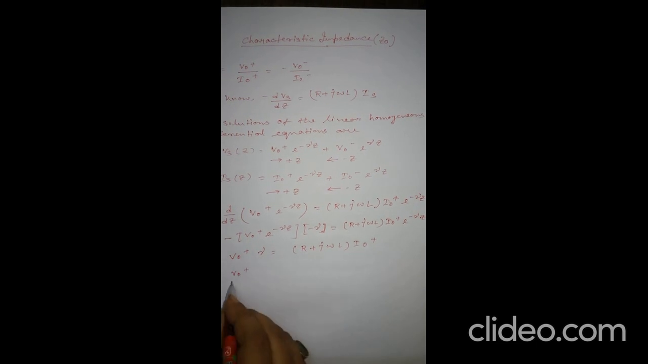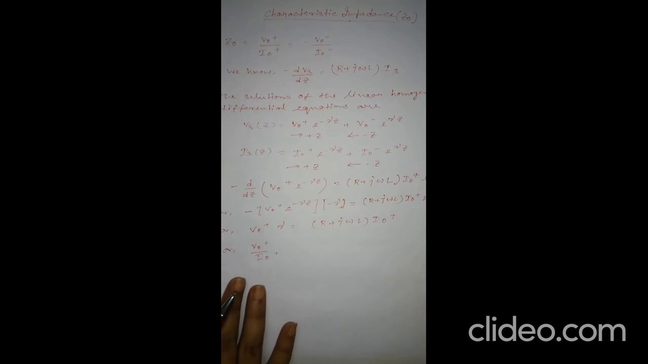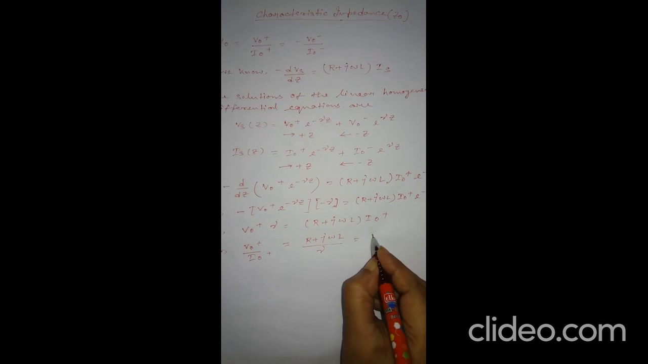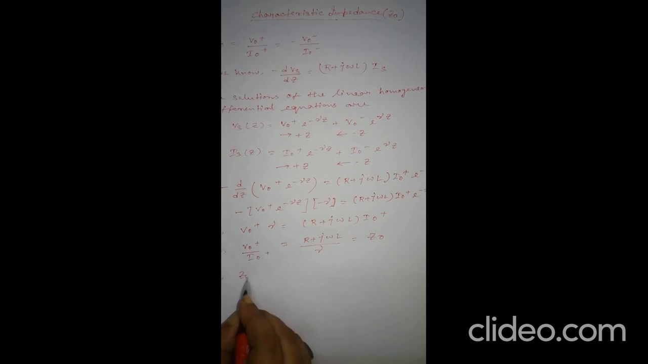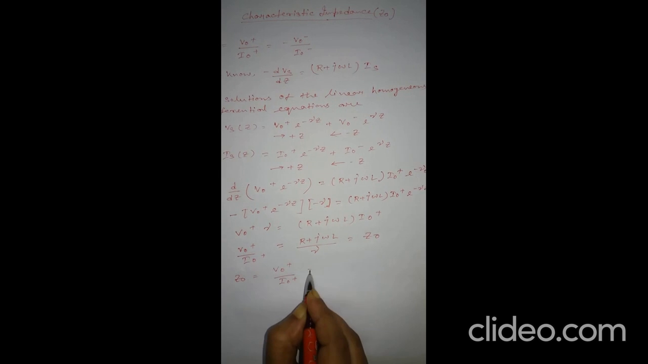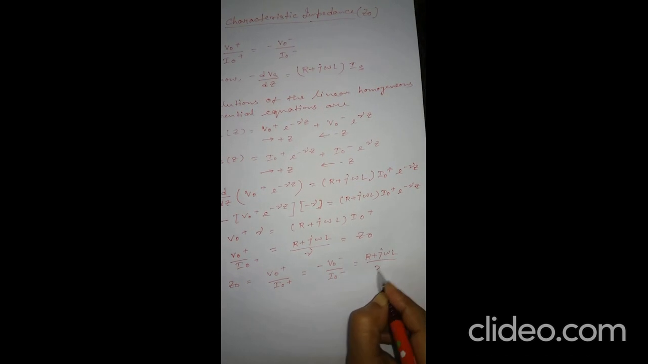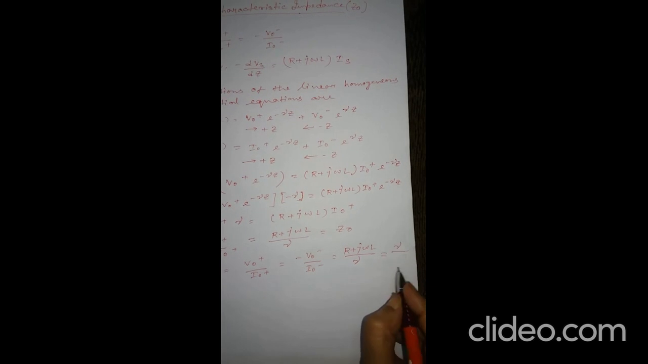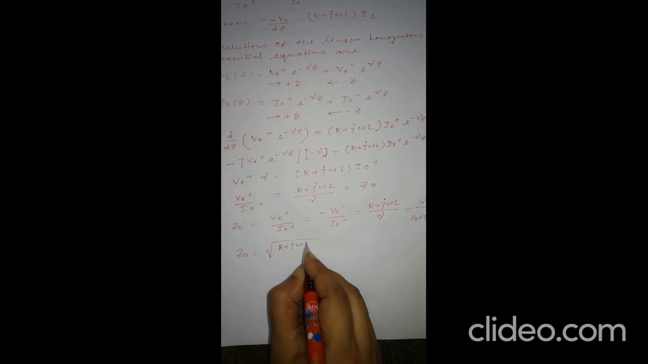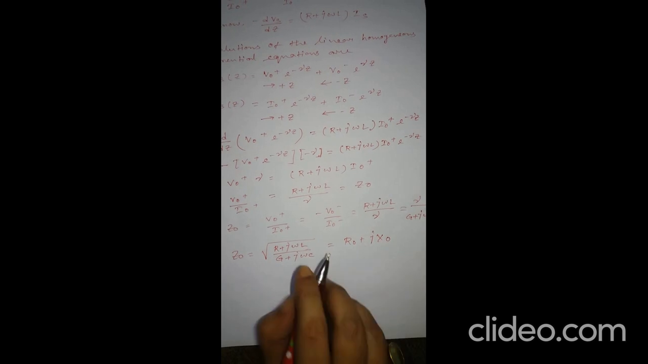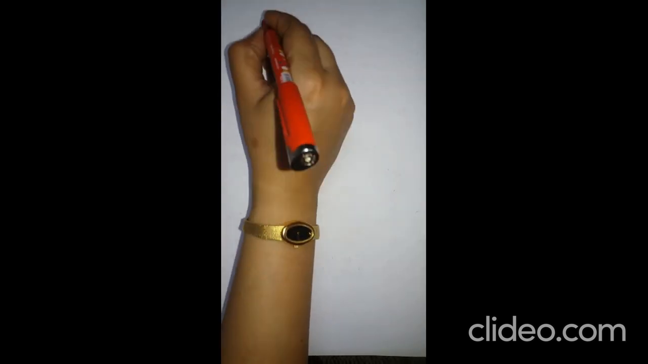Or V0 plus by I0 plus is equal to (R plus j omega L) by gamma, which is equal to Z0. Or Z0 equals V0 plus by I0 plus, or V0 minus by I0 minus equals (R plus j omega L) by gamma. Similarly, it is equal to gamma by (G plus j omega C). Or Z0 equals the square root of (R plus j omega L) by (G plus j omega C), or we can write R0 plus jX0. Now the topic is lossless line.